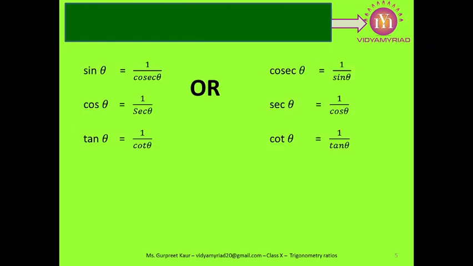Another thing is, if you see your sine theta, you have the reciprocal, 1 upon cosec. So that means, suppose I say your sine A is equal to 3 upon 5. Then what is cosec? Cosec will be the reciprocal of sine, that is 5 upon 3. Same way, cos will be related with secant and tan will be related with cot.